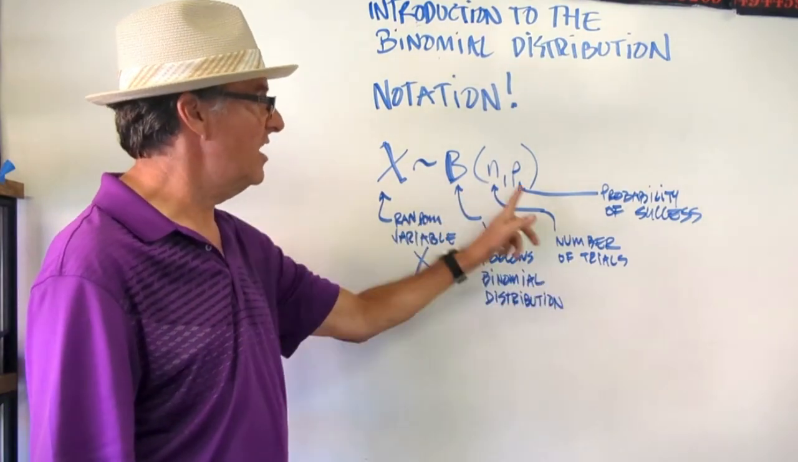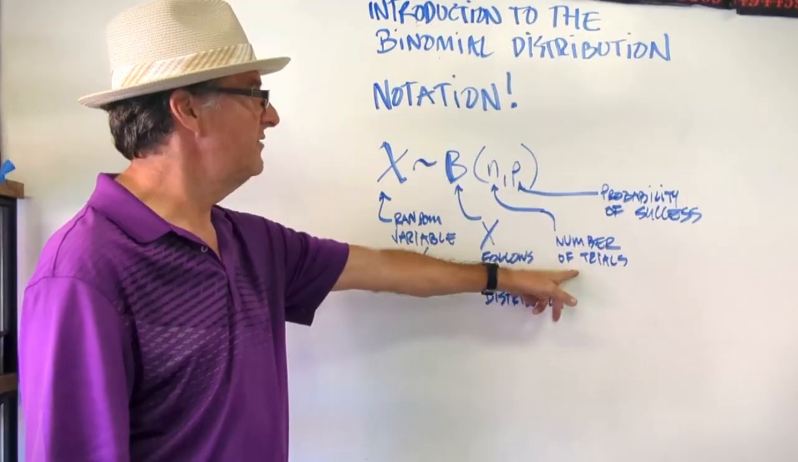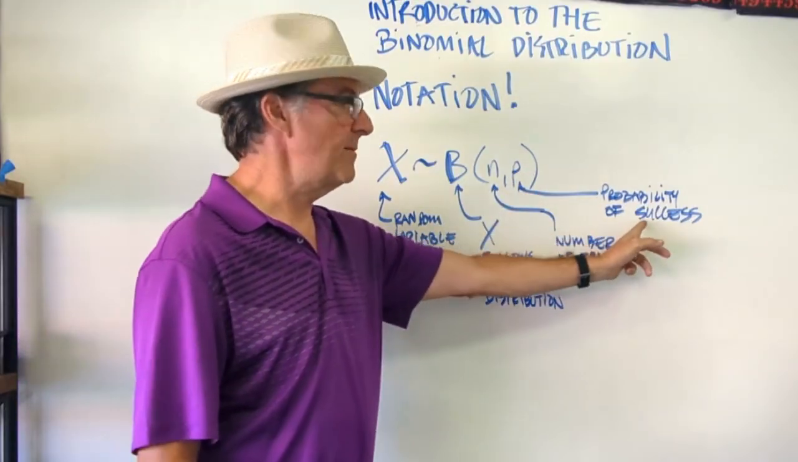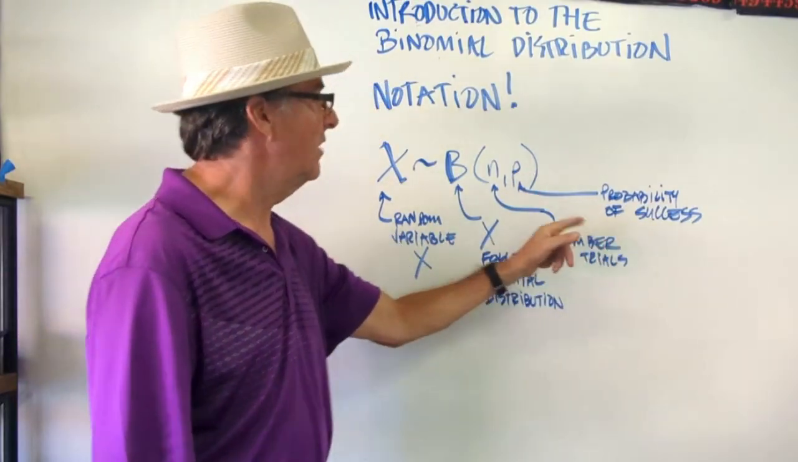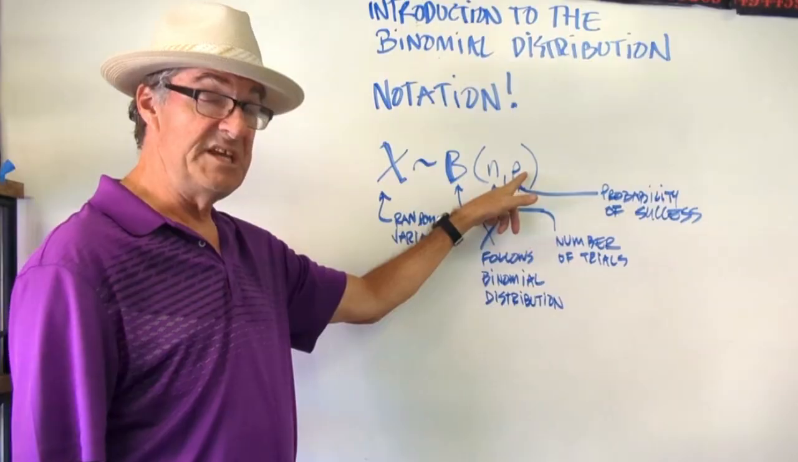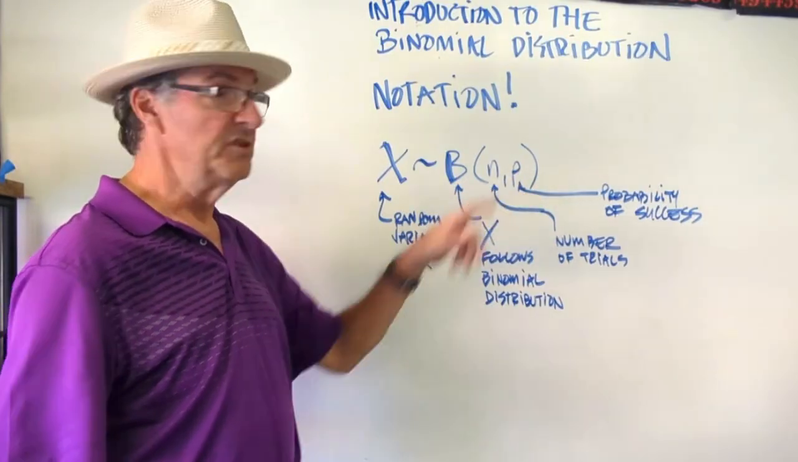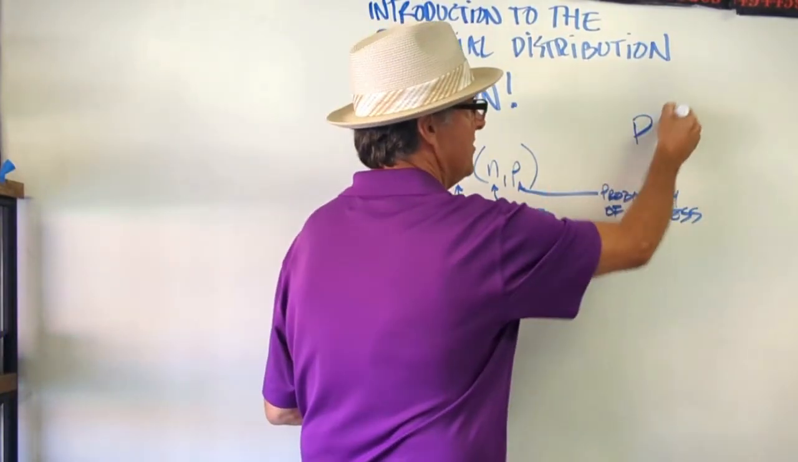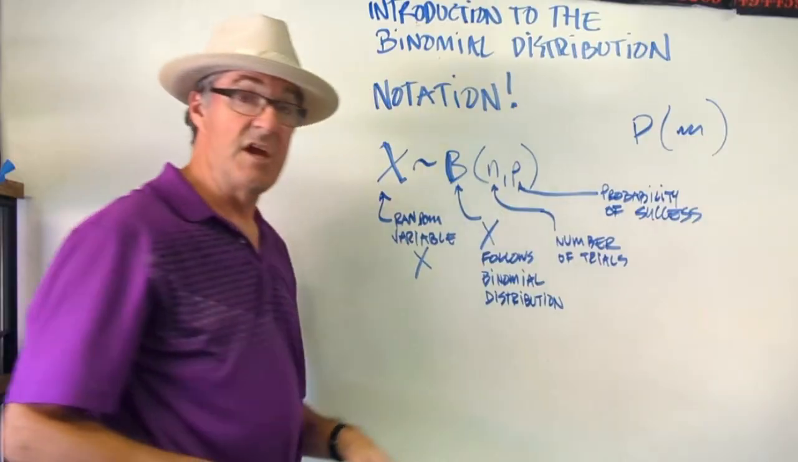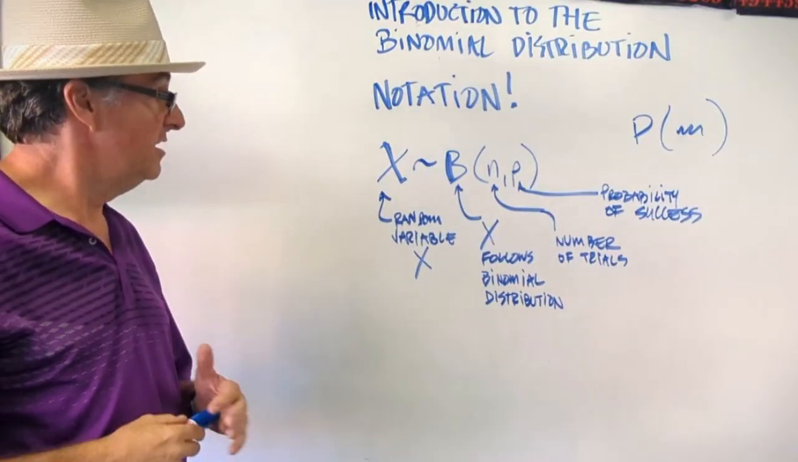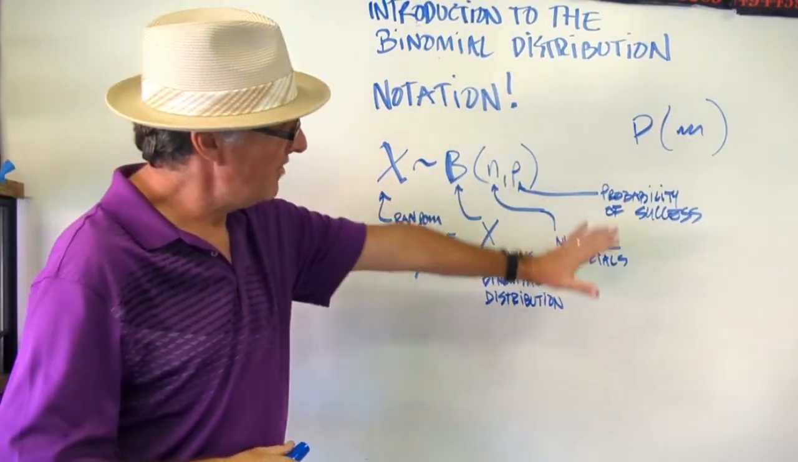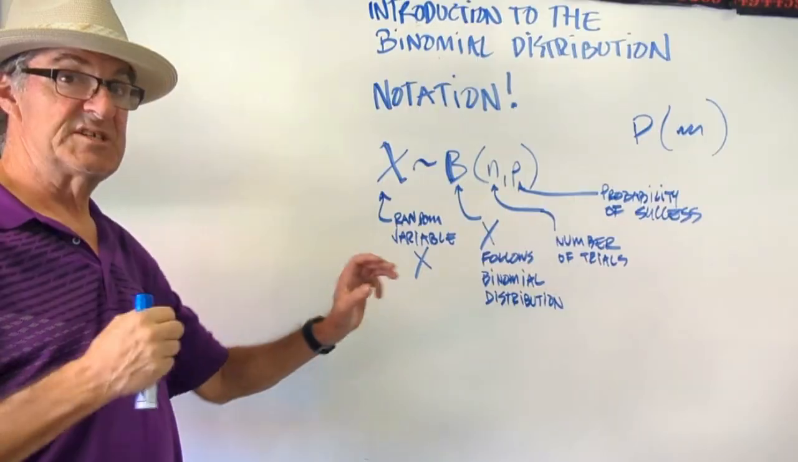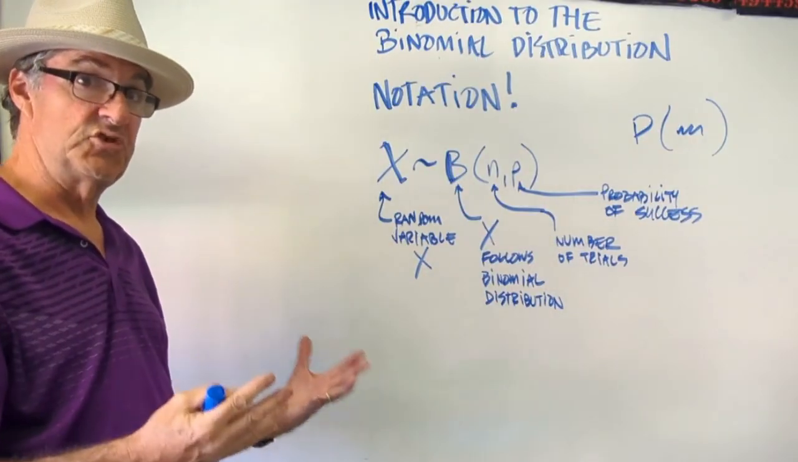Lowercase n is the number of trials, and lowercase p is the probability of success. Okay, so that's a lowercase p, not an uppercase p. When you see something like, what's the probability of something? That's the uppercase P. Okay? So now we have a notational way to express our overall situation.